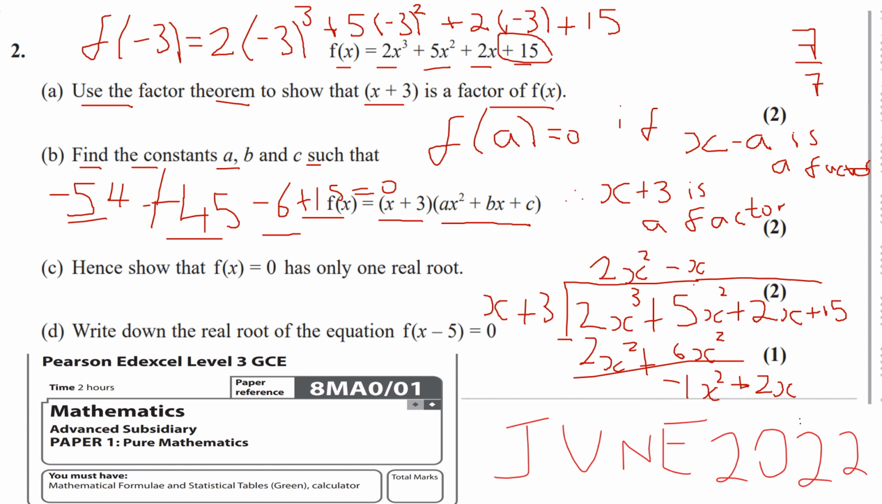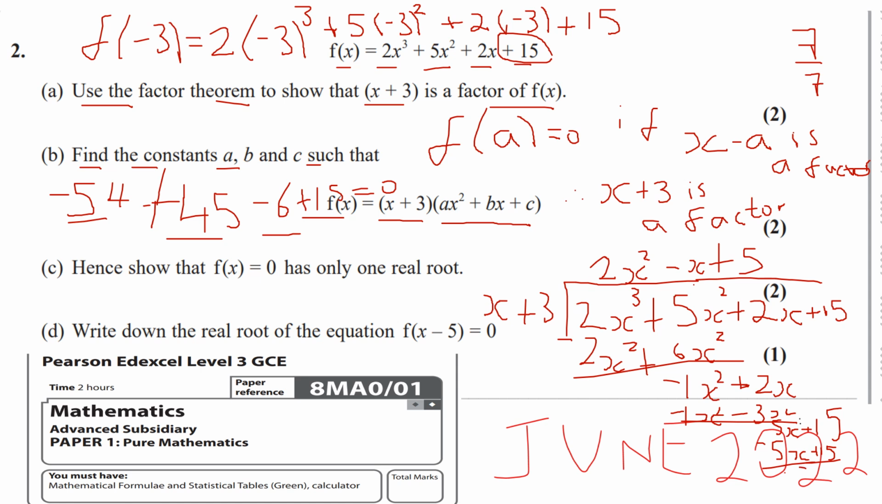Minus x times this will be minus x squared, minus 3x. I can't actually delete that, unfortunately. So 2x minus 3x will be 5x. You've got 5x plus 15, and then I'm going to put 5 on the top. Hopefully you can see that 5 lots of x plus 3 will give me 5x plus 15, which will just cancel out, and I get a remainder of 0.